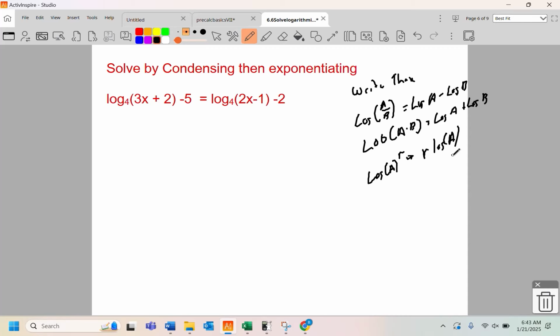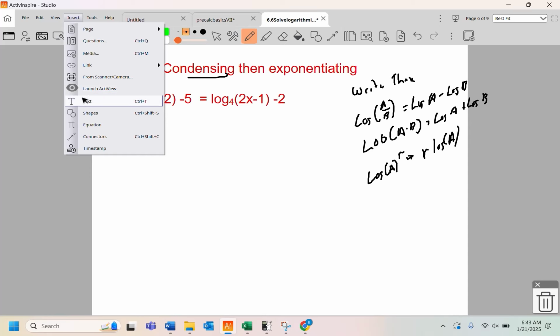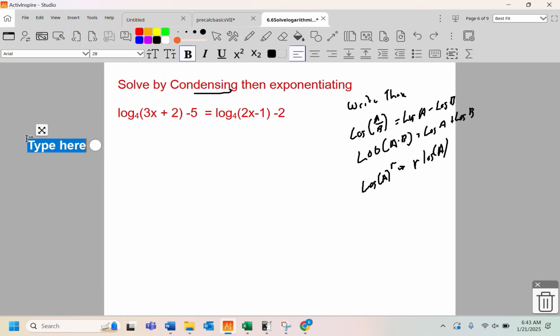Anywho, we're going to do some condensing. Basically, what you're going to do for these types of problems is get logarithms on one side and everything else on the other, and then you're going to condense and isolate. So logs on one side, don't care if it's left or right. Condense, isolate, exponentiate. I misspelled condense, didn't I? Needs an E.